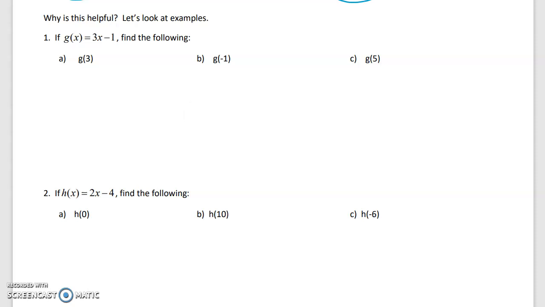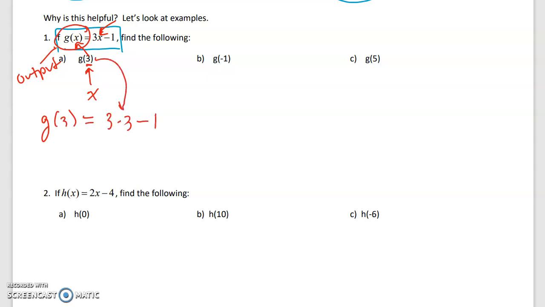So let's say we have this g of x equals 3x minus 1. Again, this is our output. The g of x is the output. It's the y. And our input is the x. So when we write g of 3, if you notice, this is where the x was. And so what we're going to do is replace our x with 3. So we write g of 3 equals 3 times 3 minus 1.